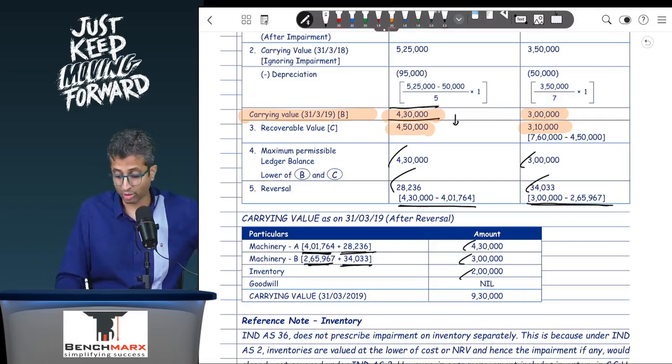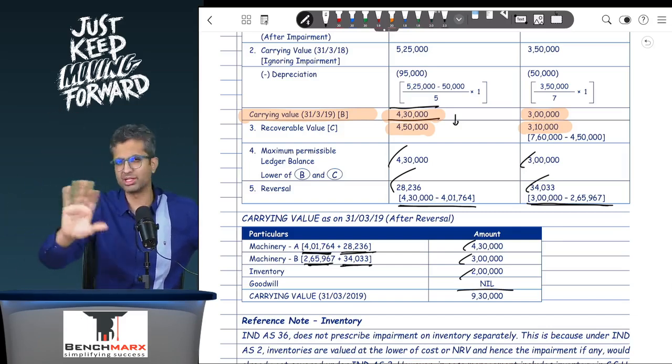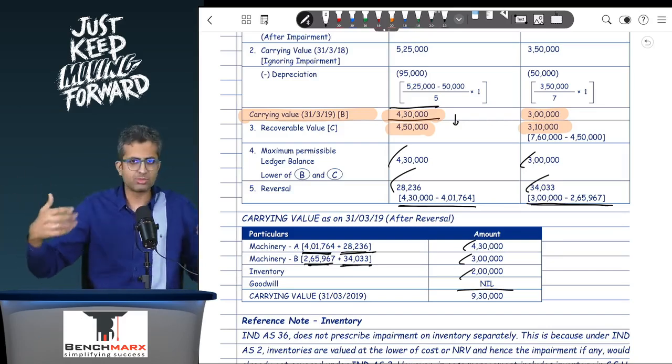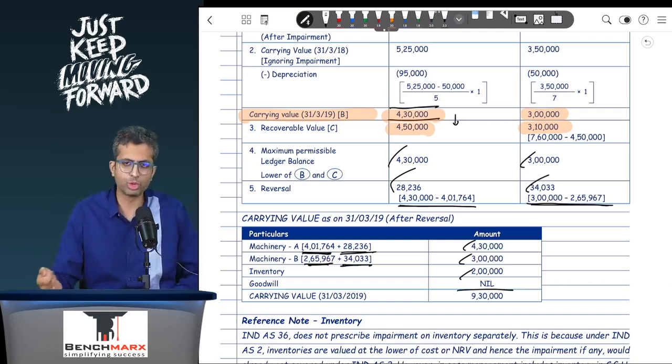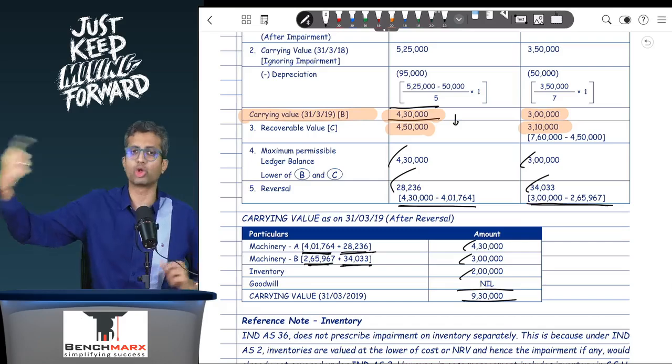Now a student can always say, okay, sir, I can see the recoverable value is 11 lakhs, so let us assume the inventory is the balancing figure. That is not appropriate. It is very much possible that your value increases because there is a higher reputational value as well, but you can't reverse impairment of goodwill, and as a result you will restrict this to 9,30,000. Recoverable value is 11 lakhs, but your carrying value can very well be lower than the recoverable value. It cannot be higher than that.